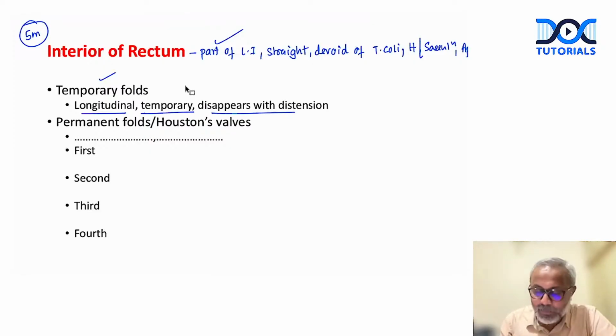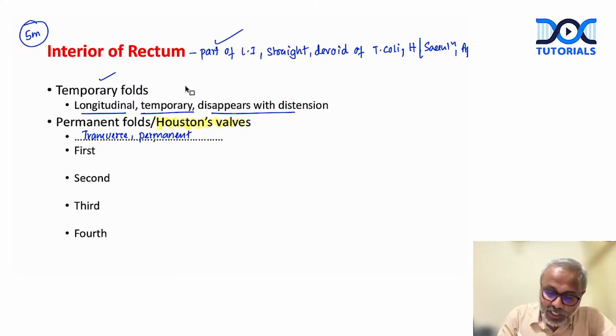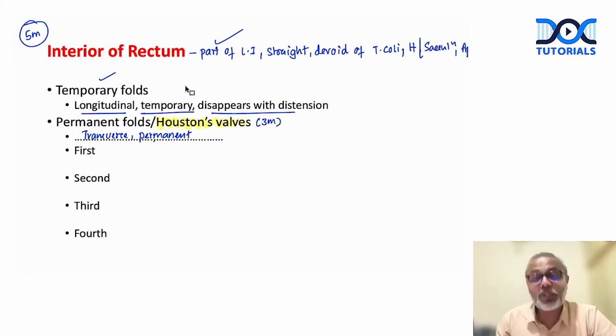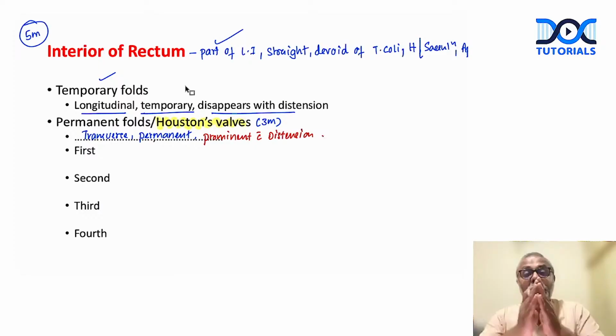Whereas the permanent mucosal folds, remember, these are transverse folds. Right? These are transverse. And as the name suggests, these are permanent folds, also referred to as what? Houston's valves. Now, this could again be an important 3-marker question. Houston's valves, rectal valves. Okay, permanent, and their peculiarity is they become prominent with distension. So these folds are exactly opposite to longitudinal folds. They actually become prominent with the distension of the rectum.